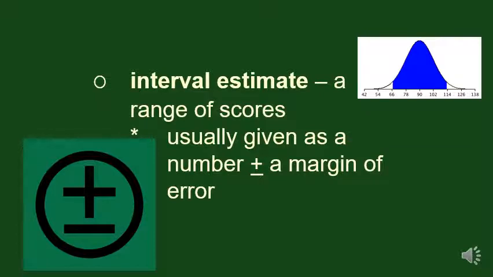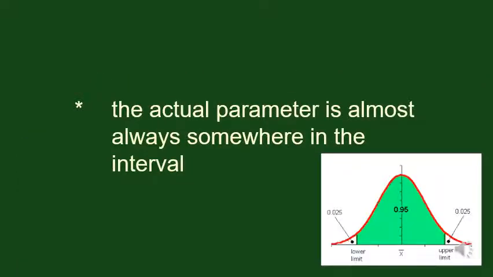This gives a range of scores, from a small end to a high end. On your calculator, it'll be given as just two cutoff lines at the bottom and top, but in the real world, it's most often reported as a number plus or minus a margin of error. The actual parameter is pretty much always somewhere in that interval. It might be a little bit above what your point estimate was or a little bit below, but it's like saying when the actual votes are counted, the final results are going to be somewhere between those cutoffs we came up with.